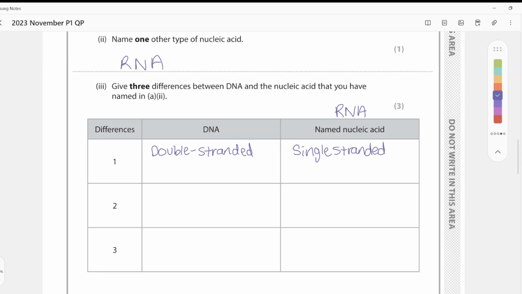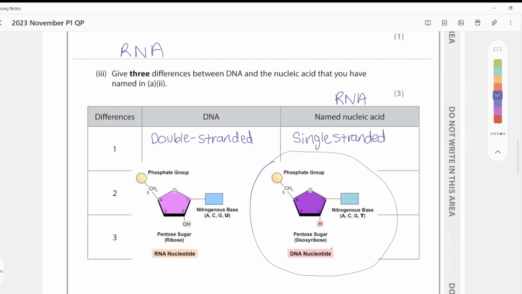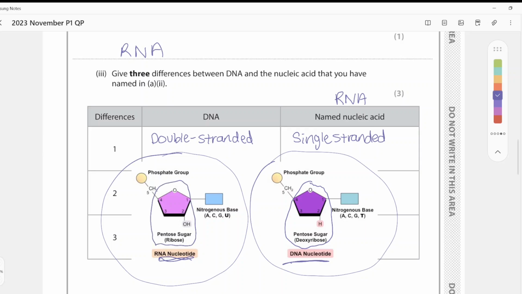Another difference is what sugar they use. So I've included a diagram here. This is the DNA nucleotide, so you can see that there. This is the RNA nucleotide, you can see that there. So you can see the sugar is different because in DNA we're using deoxyribose, and that's what the D in DNA stands for. DNA stands for deoxyribose nucleic acid. And the R in RNA stands for ribose, right? So that's one difference.